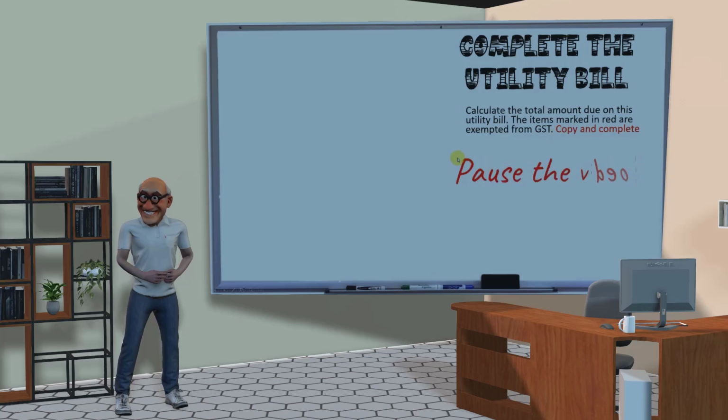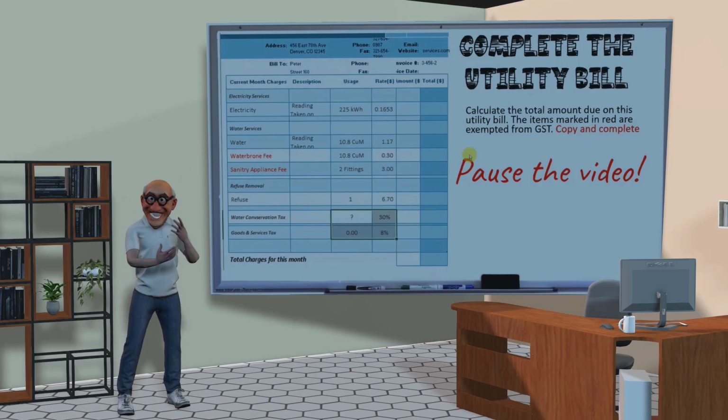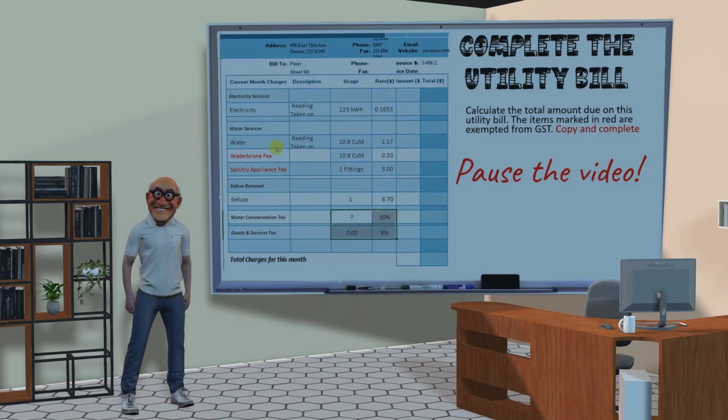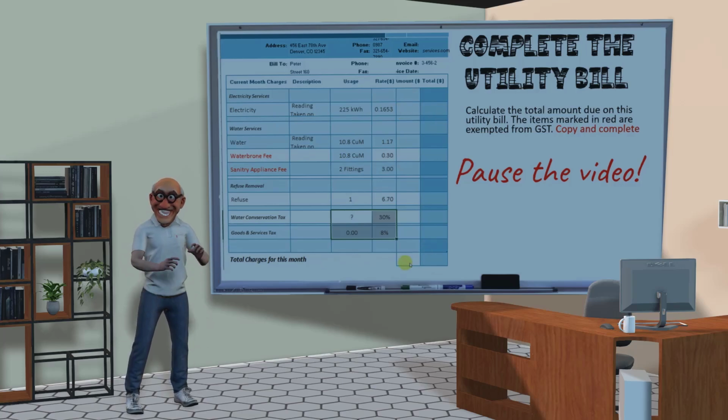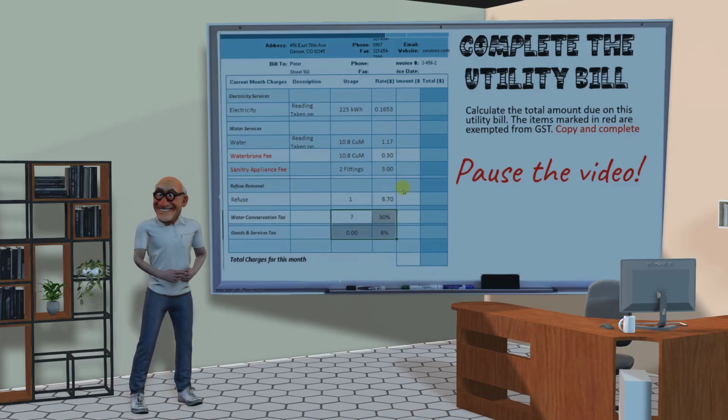We have to pause the video. Where's the utility bill? Here it is. Righto guys. As I say over here, pause the video and then maybe draw this in your notebook, on a piece of paper, wherever, and then you can complete it. Right? You complete the utility bill, work out the total charges due for the month. The previous slide, you saw exactly how to do it. I explained there roughly to you how to do it.